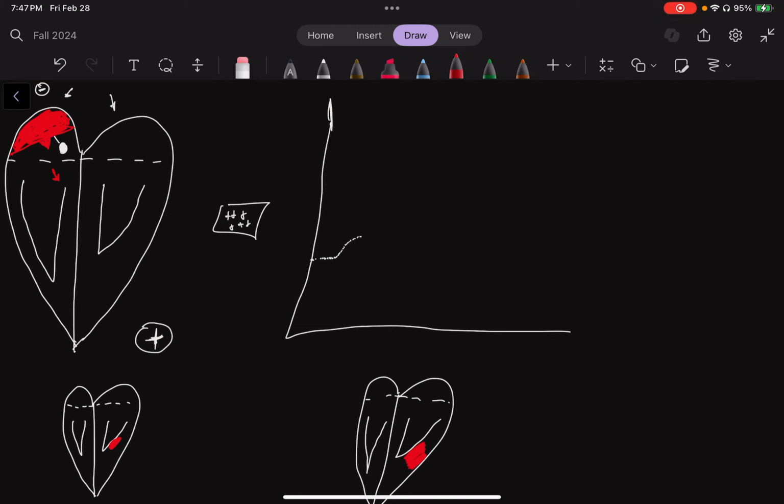Then, as the rest of the atrium gets depolarized, the EKG will go back down to its isoelectric point, is what we call kind of the baseline. Okay. Now, this depolarization of the atriums is called the P wave.